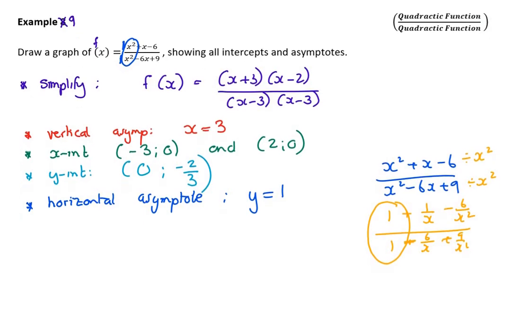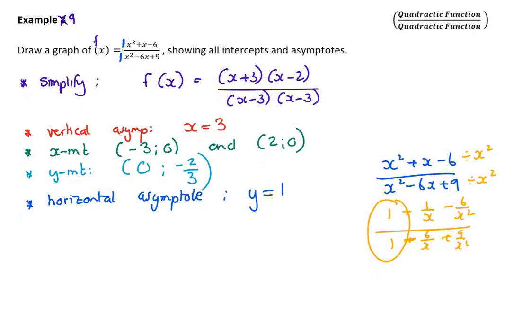Okay, finally, I need some stationary points. Now, this is probably the only really tricky part of this. So let's find my stationary points by finding my derivative and setting equal to 0. So my derivative of f, pardon my typo, my f dashed x is differentiate the top. So that's 2x plus 1.